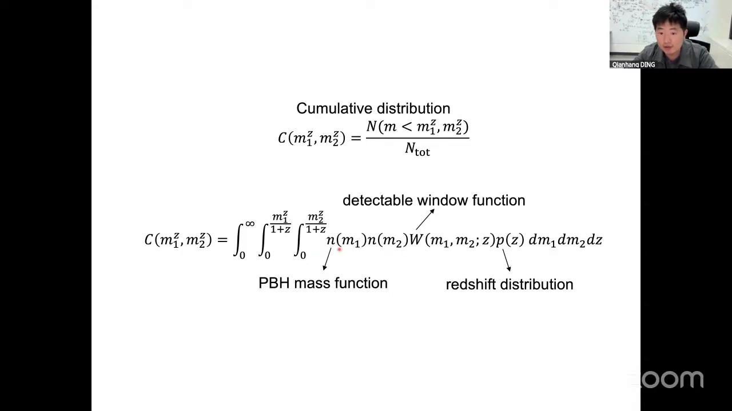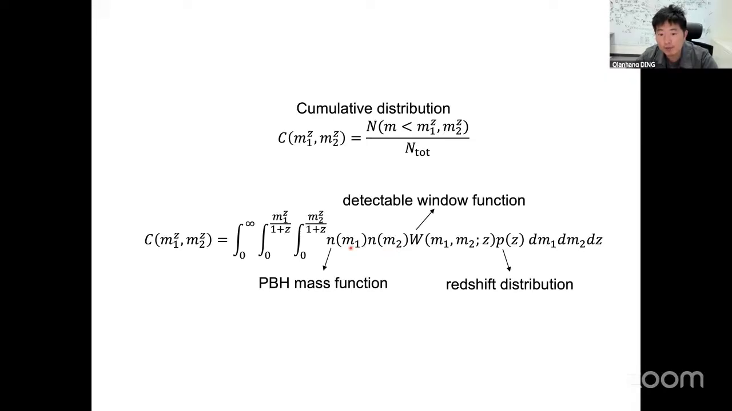This multiplication of n(M1) and n(M2) determines the probability for two PBHs with intrinsic masses M1 and M2. And we not only need the PBH binary with these two intrinsic masses, we also need them to be detected by a gravitational wave detector. So here we need to multiply with a detectable window function determined by the gravitational wave detector, which determines how many PBH binaries with these two intrinsic masses can be detected.